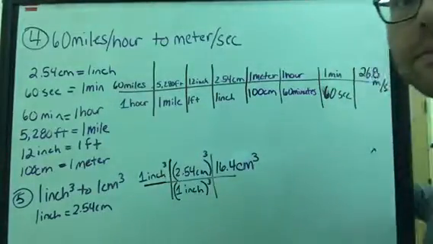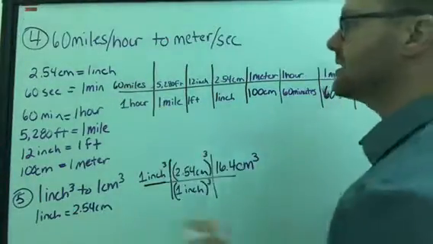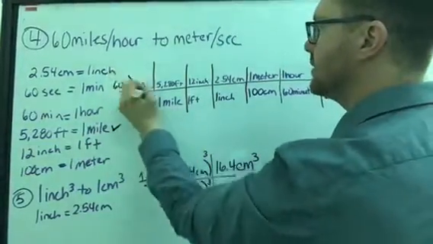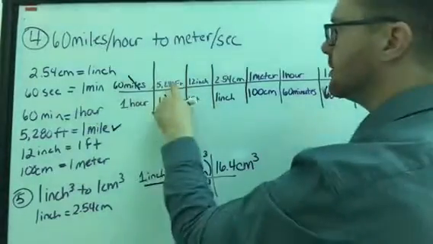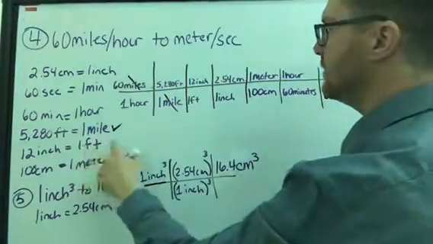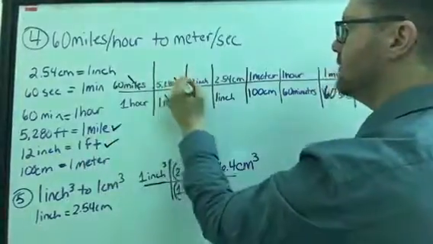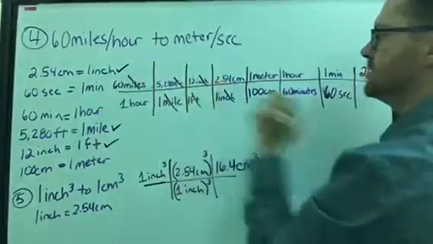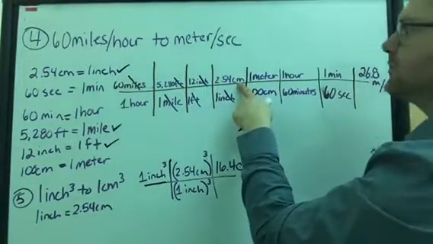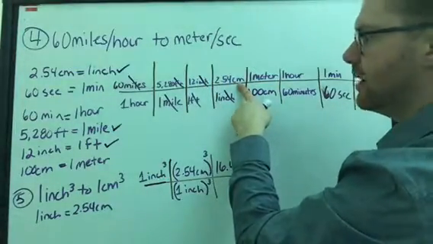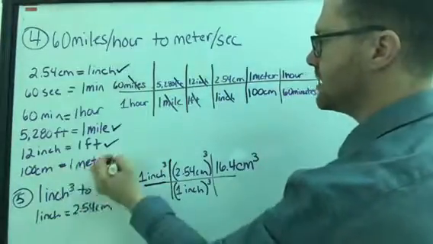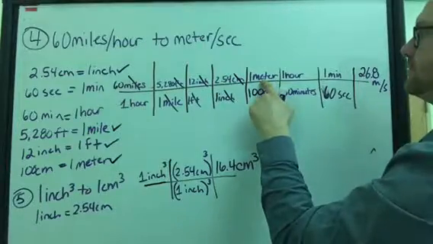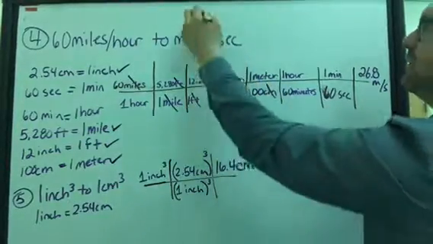Now we want miles to cancel, so I find the unit conversion with miles, and I put miles in the denominator. They cancel. Now I'm in feet. I find the unit conversion with feet. Feet cancel. Now I'm working in inches. I want inches to cancel. Then I'm working in centimeters, so I look for centimeters. I have 100 centimeters in 1 meter. That cancels. Now I'm working in meters, and that's exactly what we want.